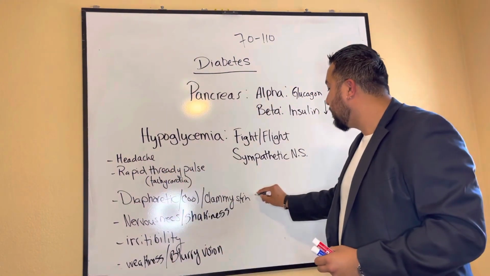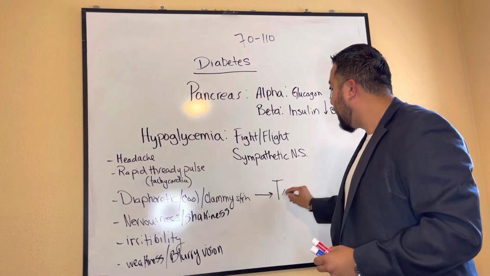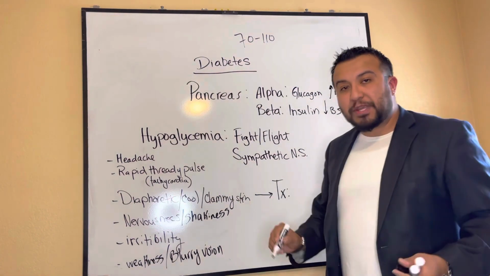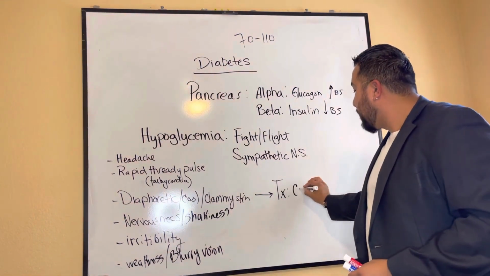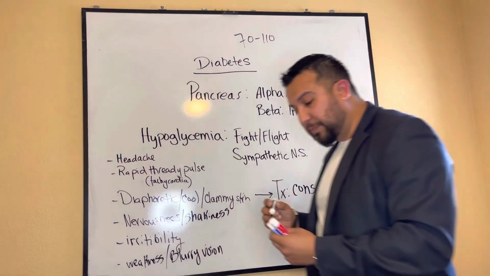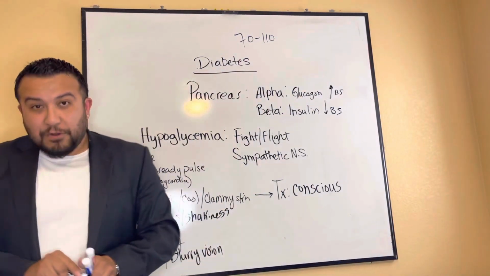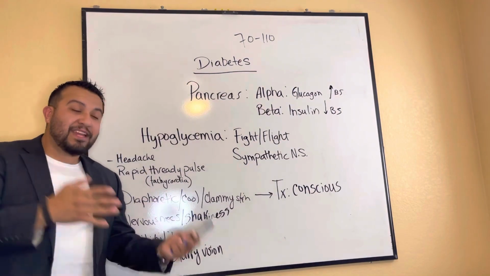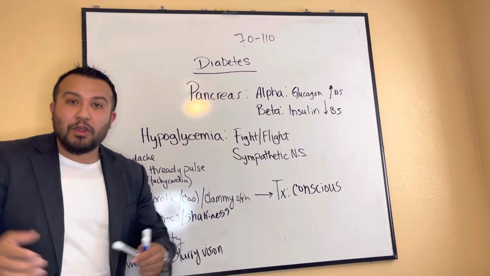Now let's talk about the treatment of hypoglycemia. Generally speaking, you have two types of patients. You have your conscious patient, and your conscious patient is the one that's awake. If your patient is awake, you can give them a fast-acting carbohydrate.